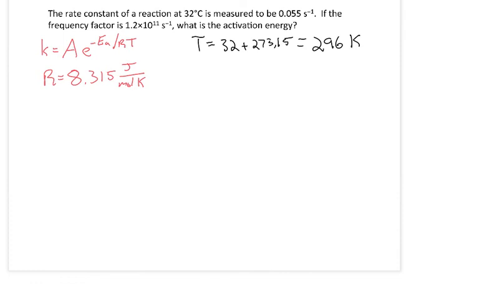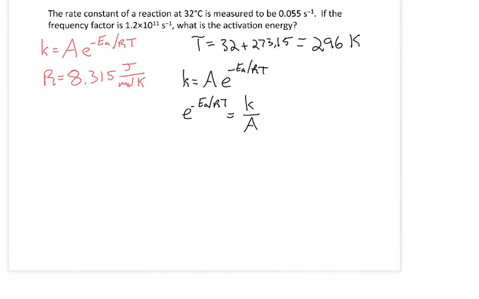Now usually I like to rearrange my equation to isolate the variable that I'm solving for first and then plug in the numbers. And that's what I'm going to do here as well. So we know that k is equal to the frequency factor, e to the minus Ea over RT. So the first thing I need to do to isolate the activation energy is divide both sides by A. So I'm going to write e to the minus Ea over RT is equal to k divided by A.